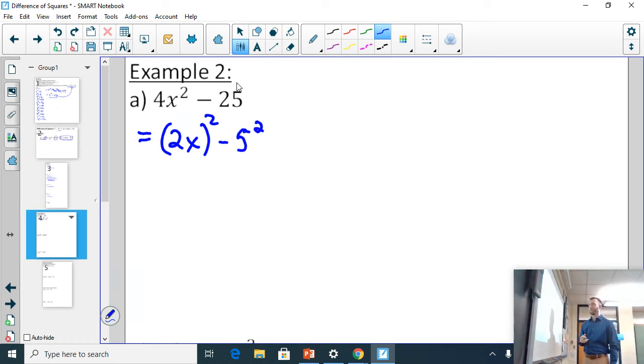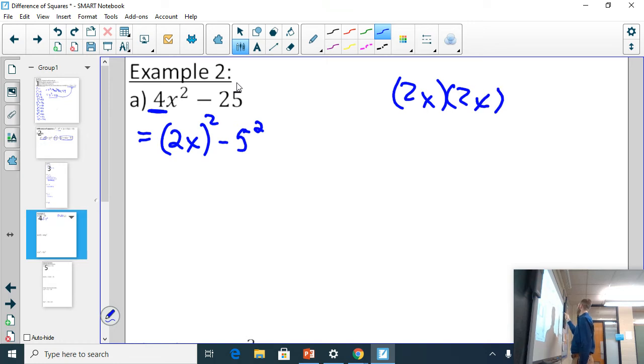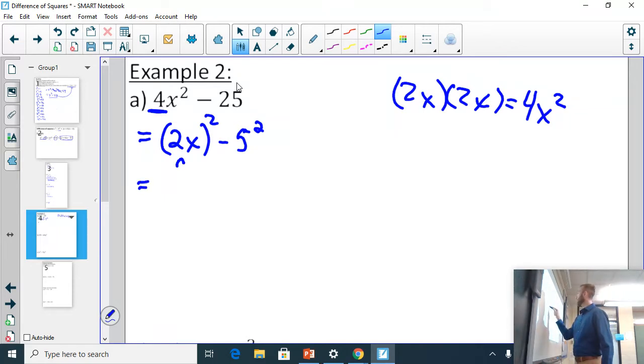Right? So kind of the trick is you can think of the square root of this number as well. Just because it's a coefficient on x doesn't mean anything, because 2x squared, what is 2x squared? That means 2x times 2x. And that's, well, 2 times 2 is 4, and then x times x is x squared, right? It's the same thing. And so now we can recognize this as our a, and that 5 as our b.